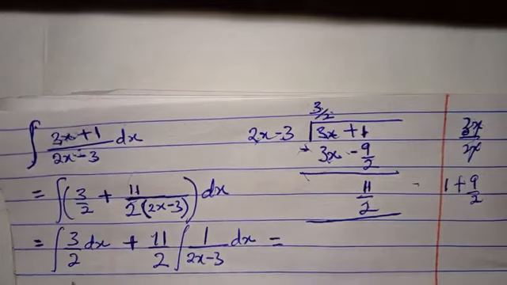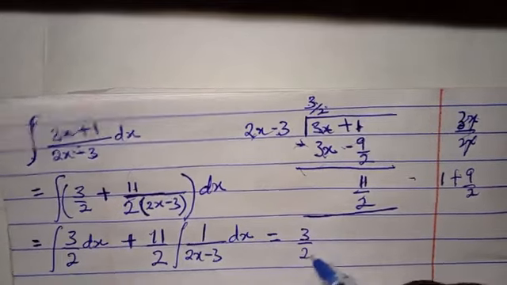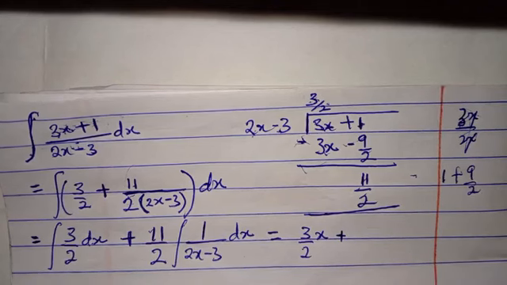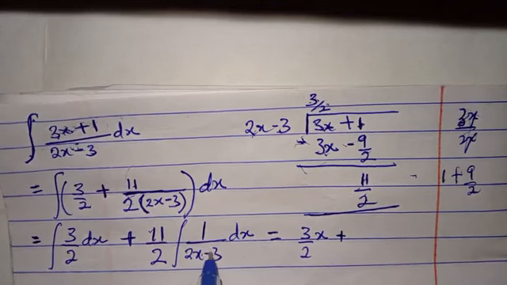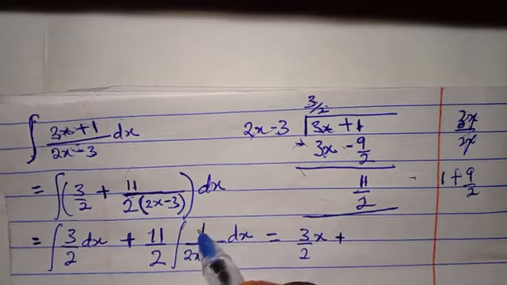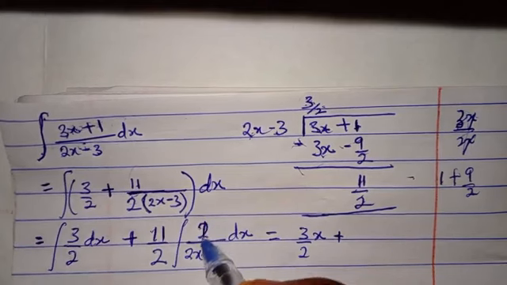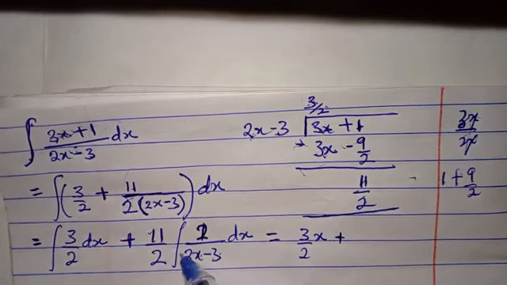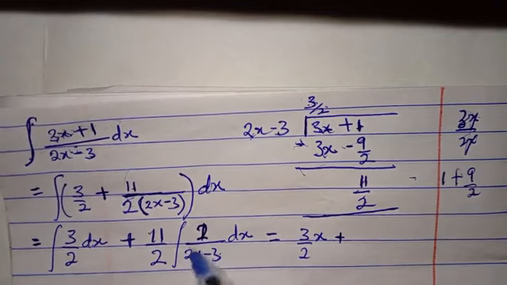Okay, if I integrate this, I'm going to obtain 3 over 2x plus, watch, if I differentiate 2x minus 3, what will I get? I'll get 2, right? At the numerator, I have 1. So to get 2 at the numerator is just to multiply 1 by 2, right? If I multiply 1 by 2 now, here will now be 2. So if I must multiply the top by 2, I must also multiply the bottom by 2. That means I should also say 2x minus 3 times 2.